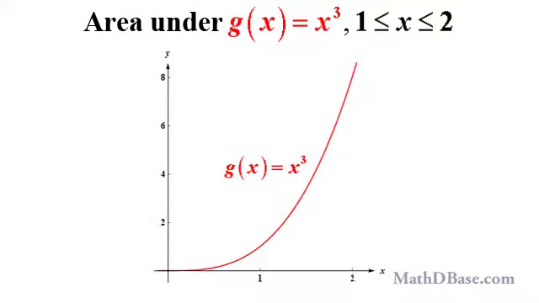As an example, let's calculate the area between the graph of g of x equals x cubed and the x-axis from x equals 1 to x equals 2. X cubed is continuous and positive for all x values greater than 0. In particular, it is positive in the closed interval from x equals 1 to 2.